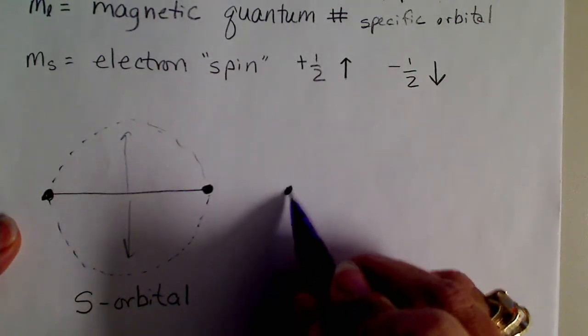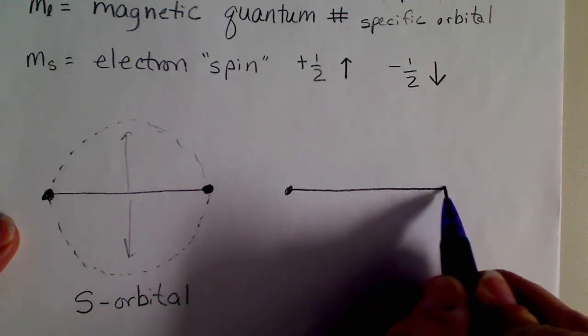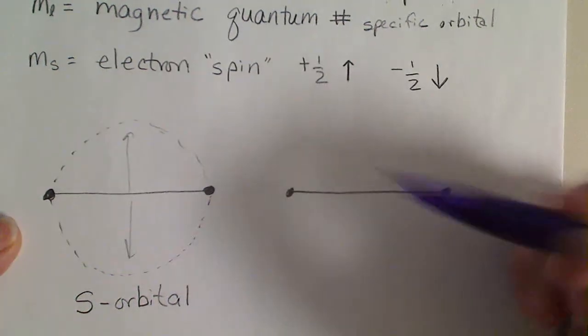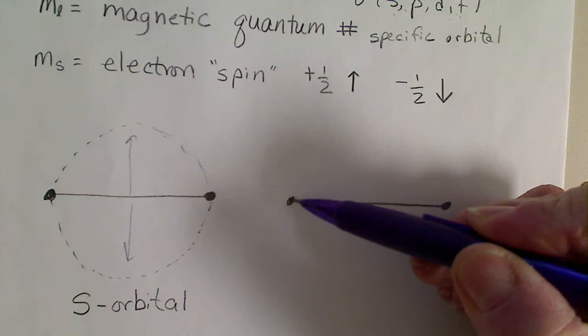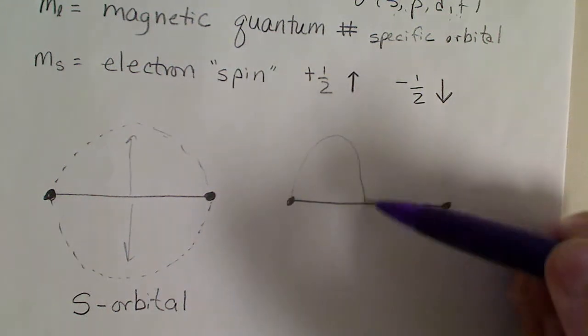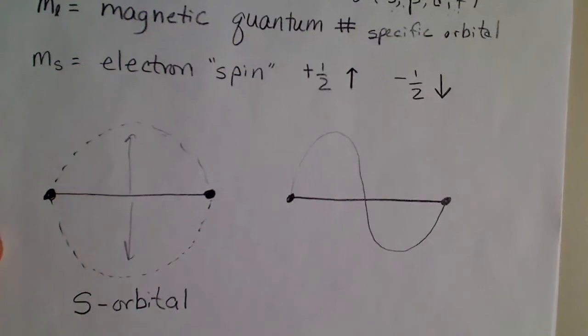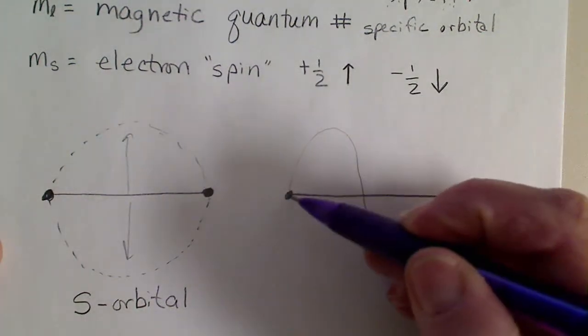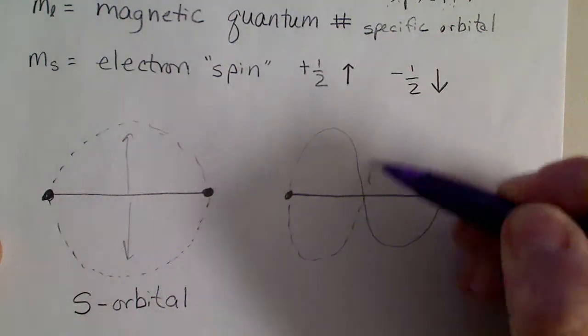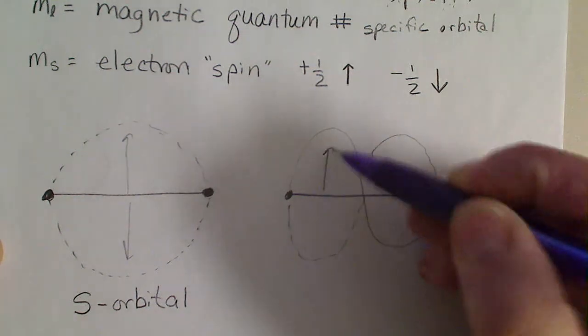If we had the same string, one thing it could also do, if we pluck the string, it could pass through once and vibrate back and forth like this.